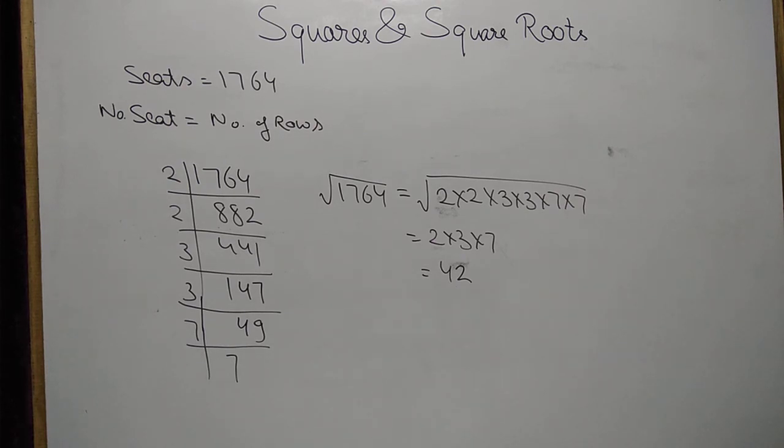In the previous question, for a class picnic, students collected as many rupees as their number of students, and the total collection is given to you. You have to find out the square root. So hope you can easily understand this question. Now move to the next type of question.